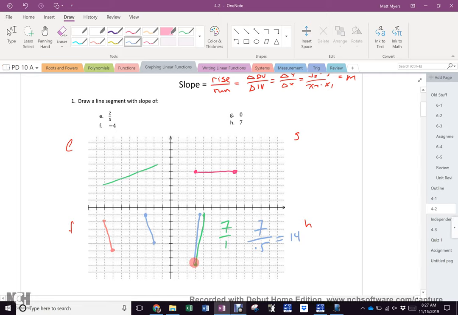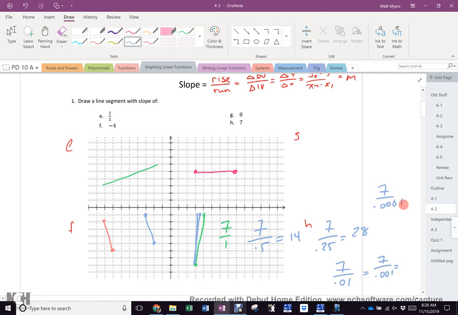Okay, what if I went up 7 but only over 1/4? What's my slope now? 28. As the run gets smaller, the slope gets bigger. Yes? So what would 7/0.01 be? Slope of 70, yes? 7/0.001. 700. 7/0.0001. Oh, sorry, that would have been 1,000. 7,000.